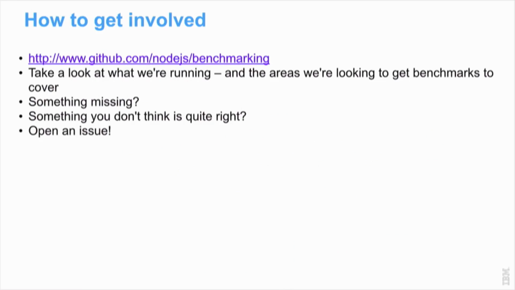And then finally, how you can get involved. As I mentioned before, github.com/nodejs/benchmarking. Go and have a look at what's going on. If you think something's missing, go and raise an issue, raise a pull request, come and have a look at what we're talking about. We want to get more people involved, get more benchmarks, and ultimately make sure that we don't regress the performance of Node.js.